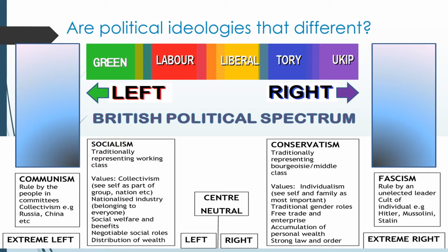On the right wing, you will see Conservatives or Tory governments, you'll see UKIP as further right. The far right would be fascism and extremism. Central is generally the Liberal Party. Liberal would be kind of fairly central, neutral, but they tend to swing between the left and the right.